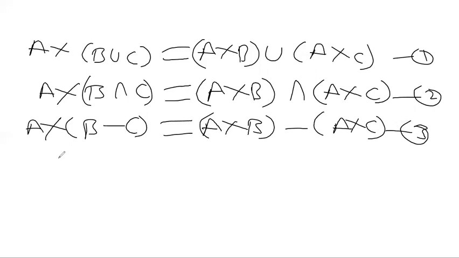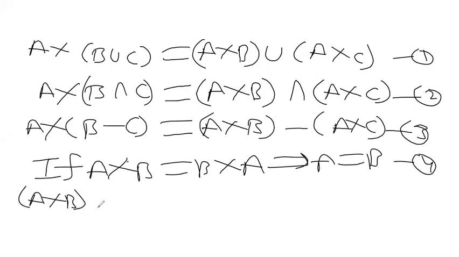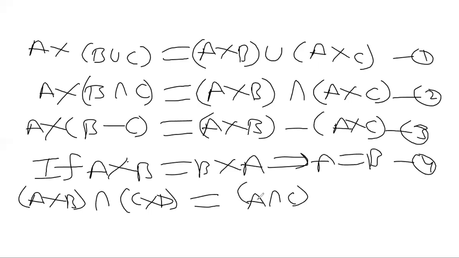Now remember this: if A cross B is equal to B cross A, which is not always correct, then this will imply that A is equal to B. Fourth one, this also you have to remember. Then if you are given (A cross B) intersection (C cross D), you can write it as (A intersection C) cross (B intersection D). This kind of theorems you will have to remember, which can be applied further. Now I am clearing this. Just remember all of this.